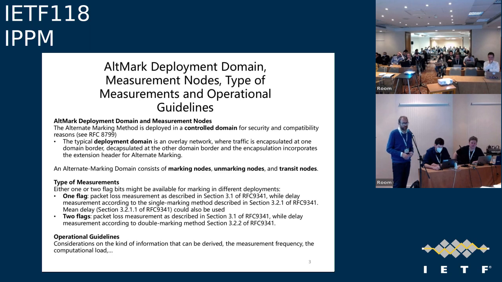This is already explained also in 9341 and 9343, according to RFC 8799. And we also clarify that the typical deployment domain is normally an overlay network where traffic is encapsulated at one domain border and decapsulated at the other domain border. A domain, of course, consists of marking nodes and unmarking nodes that are the border routers of a deployment domain. And we also have transit nodes.